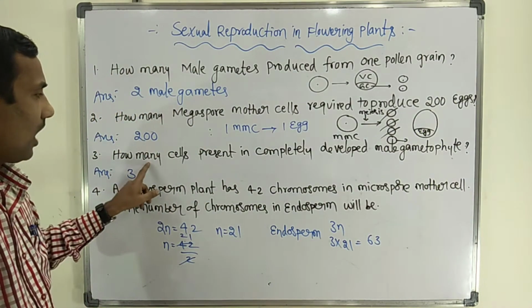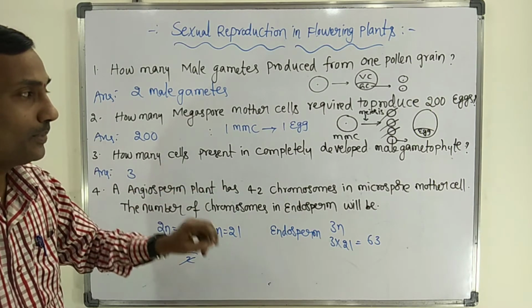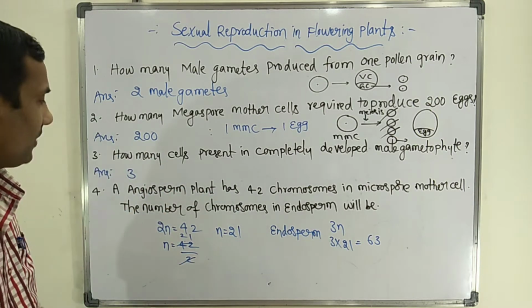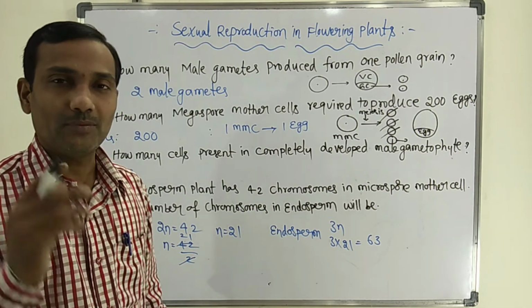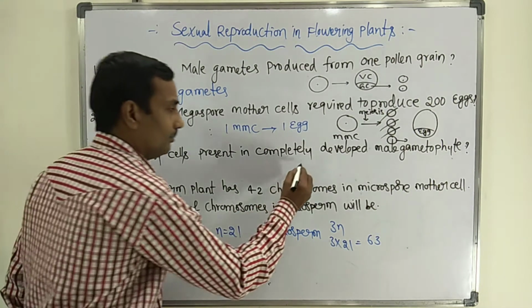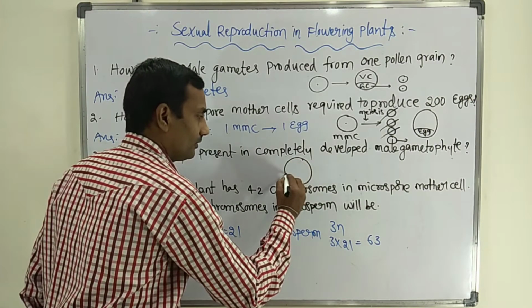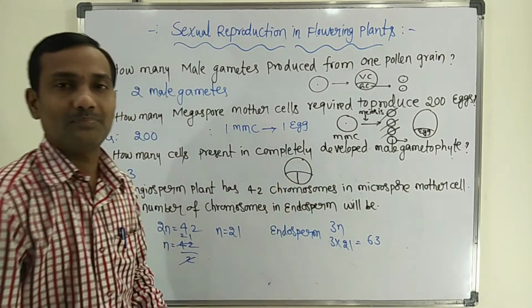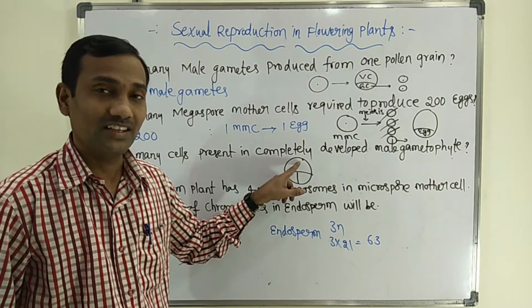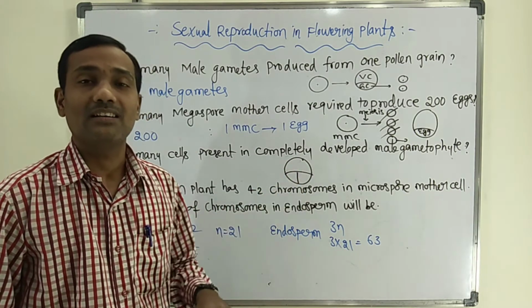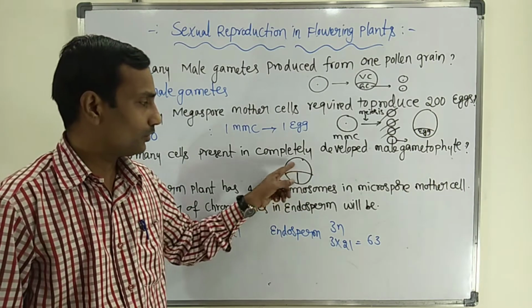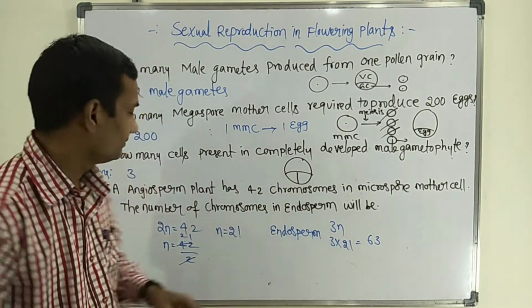Third question: how many cells are present in a completely developed male gametophyte? Only 3 cells. One important thing: a completely developed male gametophyte has 3 cells. One large cell is called the vegetative cell. 2 cells are called gamete cells, but the total is 3 cells.